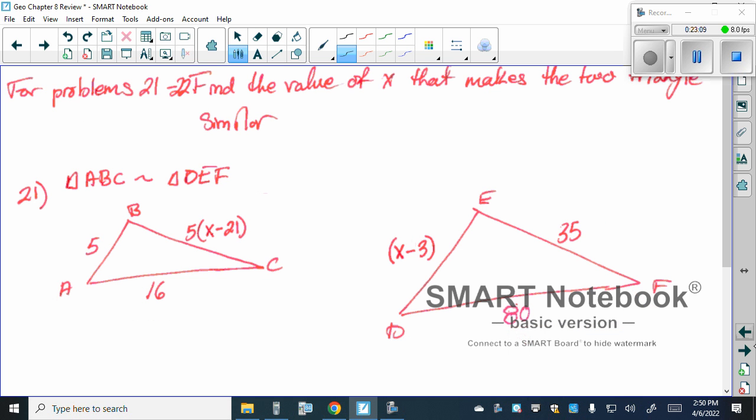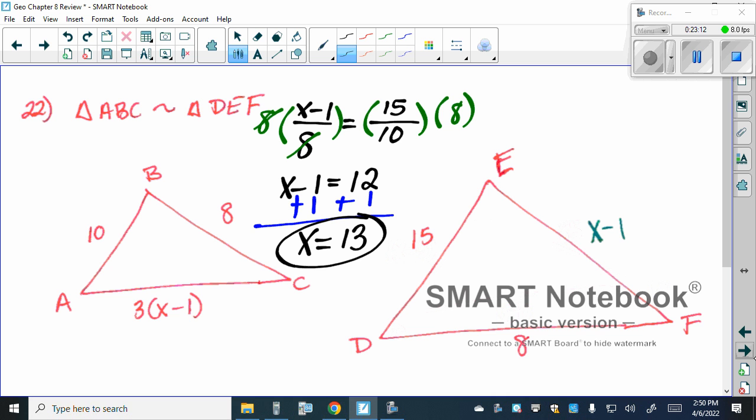What were the instructions for these here? Find the value of x that makes the 2 triangles similar. Did we find the value of x that makes them similar? Do I need to plug it back in? No. So here, x equals 13. We can plug it back in if we want to see if the proportions stay the same, but we don't have to. Questions on this here?